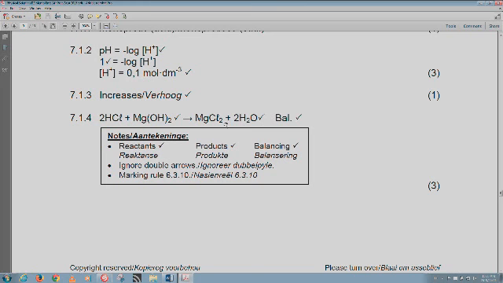And then the 2 next to H2O and the 2 next to HCl, it is the 3rd mark, which is the balancing mark. And then you ignore the double arrows, and marking rule 6.3.10 applies, meaning for you to be able to mark the reactants, there must be the arrow, and for you to be able to mark the products, there must be an arrow there.